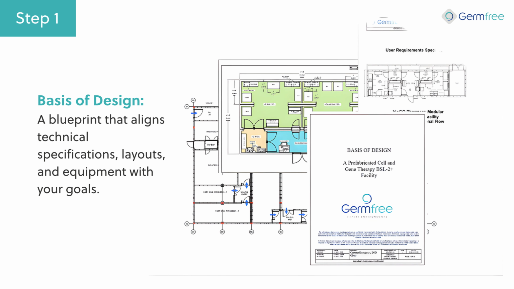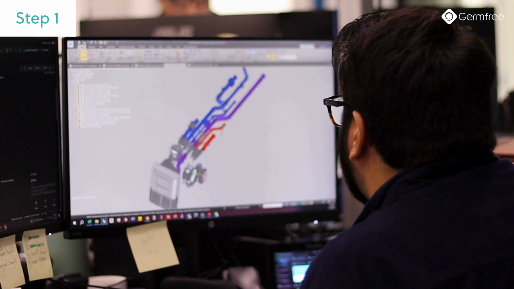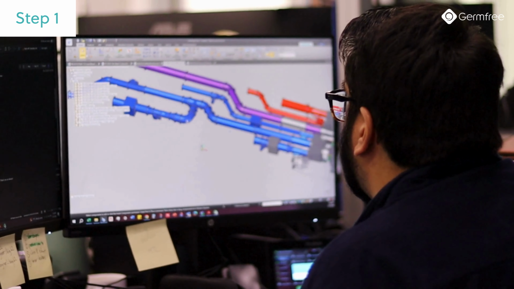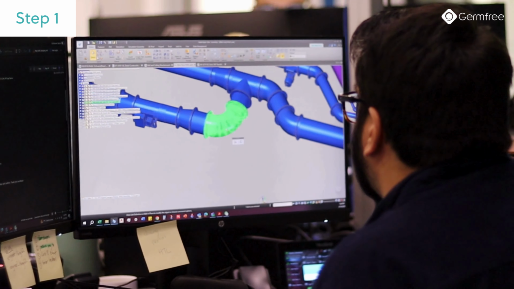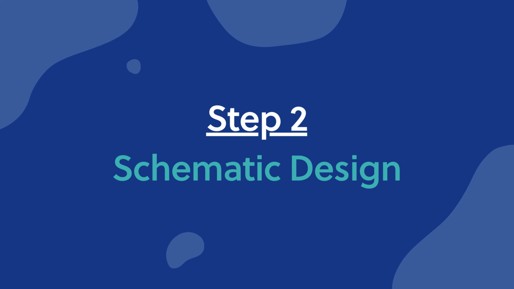Those requirements are then translated into a basis of design document, a clear blueprint that aligns technical specs, layouts, and equipment selections with your operational goals. Once approved, the basis of design becomes the foundation for the entire project, guiding every decision that follows with clarity, precision, and purpose. With a solid foundation in place, the project moves into schematic design.